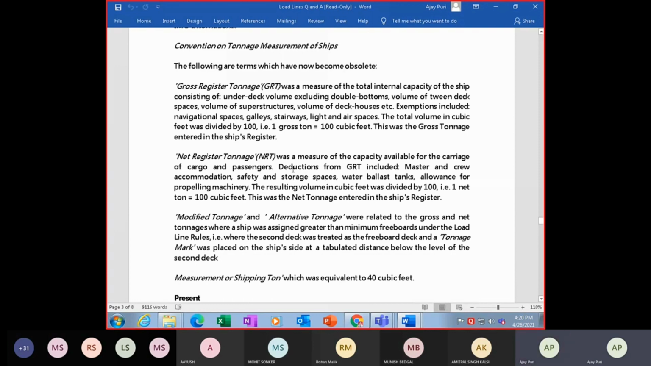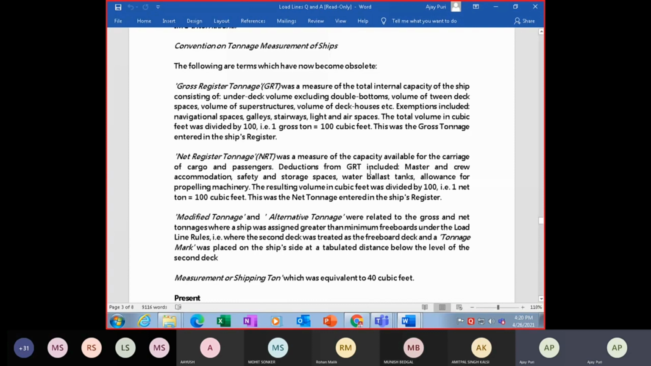Now, net registered tonnage was a measure of capacity available for the carriage of cargo and spaces. So basically, gross register was for the whole ship. Net was basically cargo carrying capacity. Earning capacity कहाँ से है? इसका मतलब आप कैसे कमा रहे हो, किस एरिया में कार्गो रख रहे हो, उसको नेट रजिस्टर कर रहे थे, कि इस एरिया में पैसेंजर रख रहे हो, उससे कमा रहे थे. That was net registered tonnage.